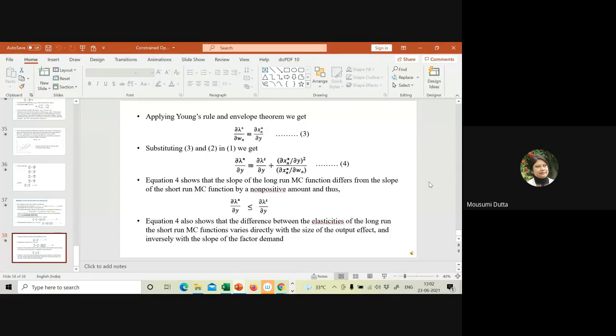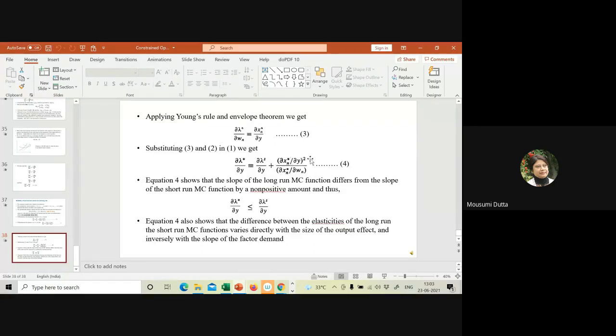If you get equation number 4, now look at the numerator. Here on the left hand side I have del lambda star by del y minus del lambda s by del y. So on the right hand side I have this element.